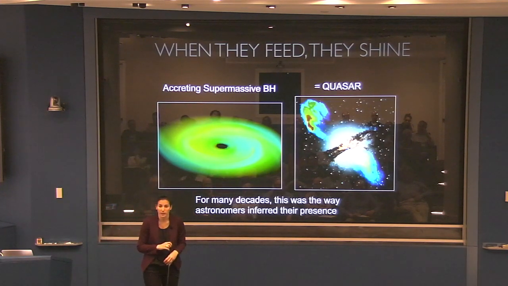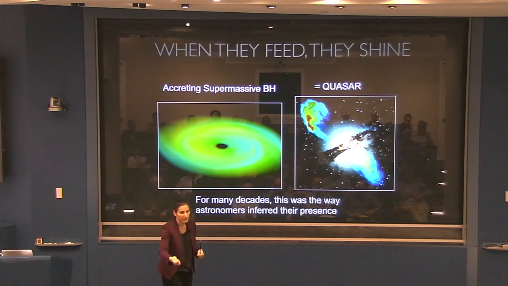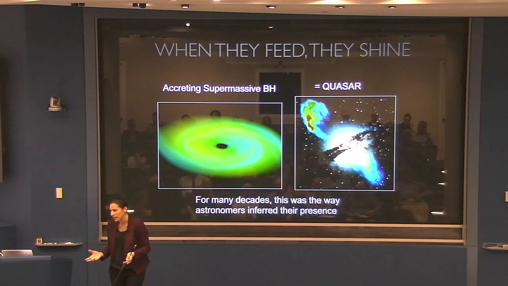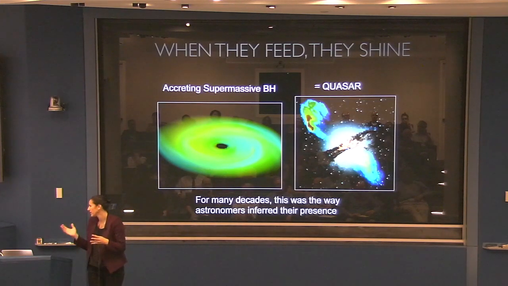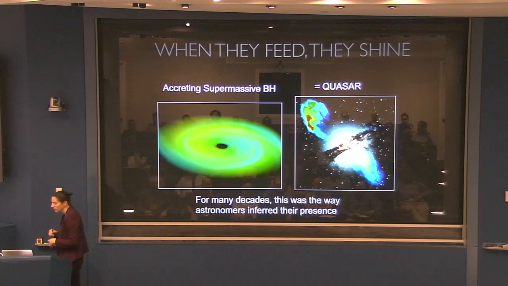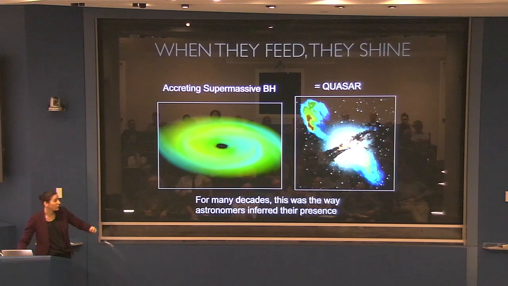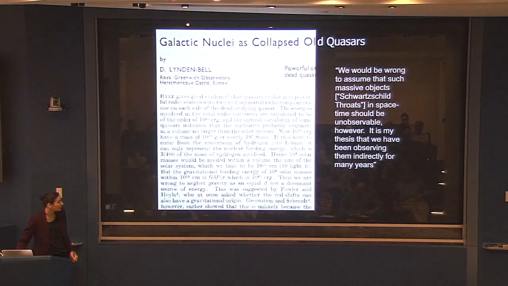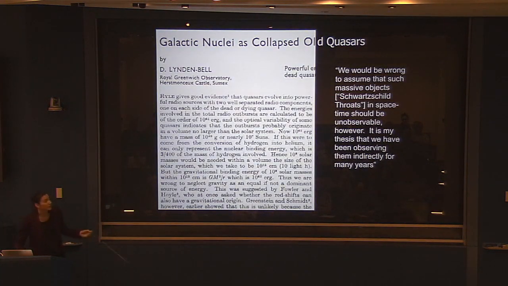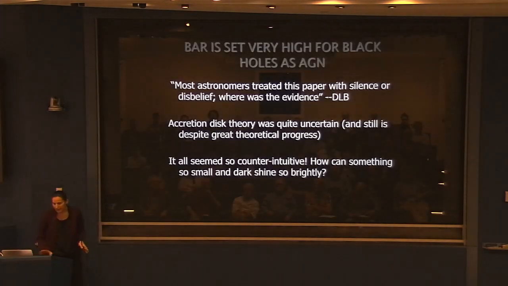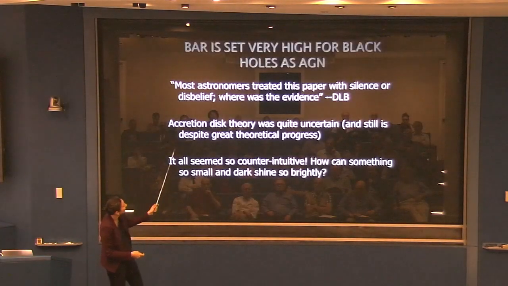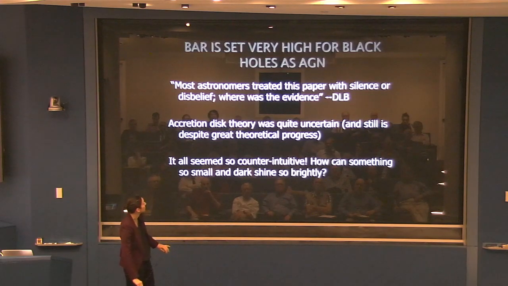So when Martin Schmidt in 1965 publishes the redshift of 3C273 and finds that it's at a great distance, it implies a huge energy, totally in violation with normal types of stars or things that we understand. So observing quasars was really the only way we knew they existed. So Lynden-Bell proposes that these collapsed black holes really are the quasars. But actually, according to Lynden-Bell, most astronomers treated this paper with silence or disbelief.